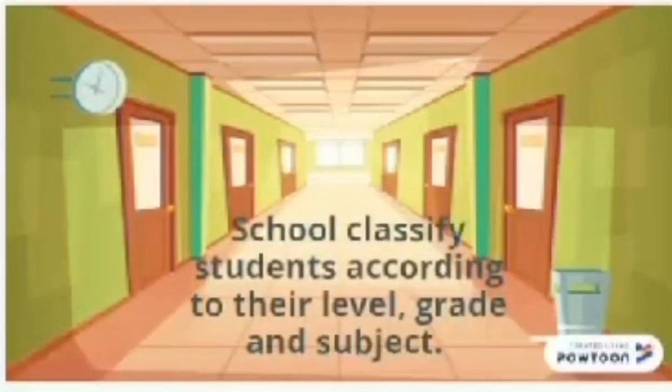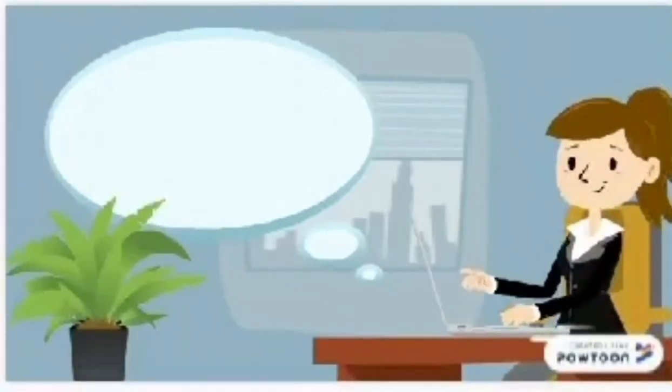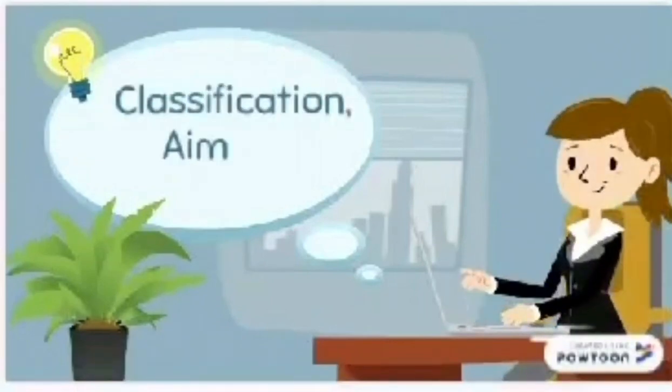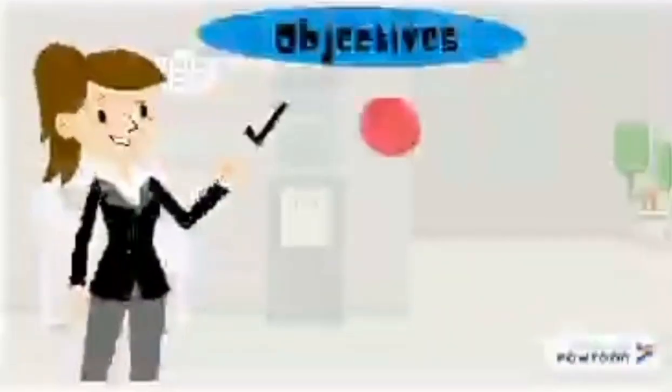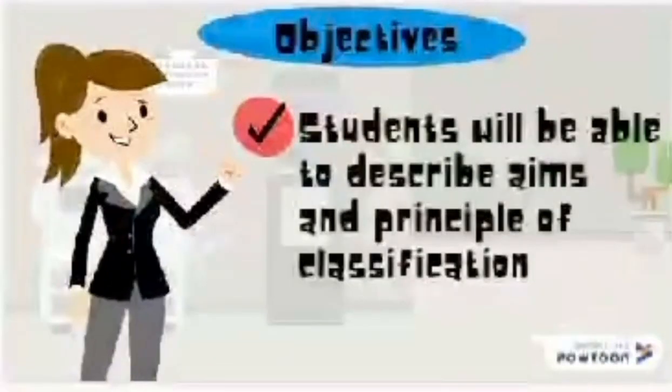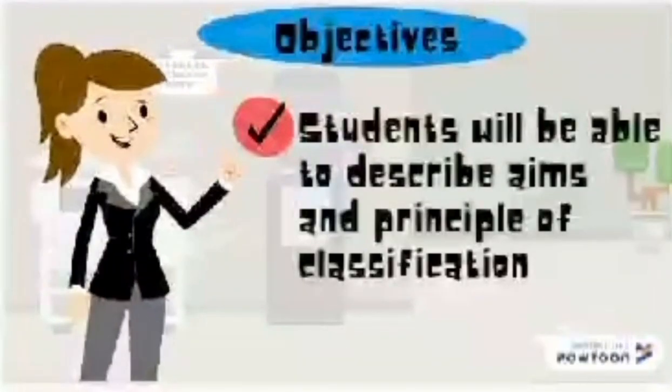That's why school classifies students according to their level, grades, and subject. As you are classified in class 8 and then different sections of biology and computer according to the subject choice you made, so that learning and teaching process could take place in a proper and easy way. I used the word classify. So that's our topic today, classification and its aim and principles. And our objectives are students will be able to describe aims and principles of classification.